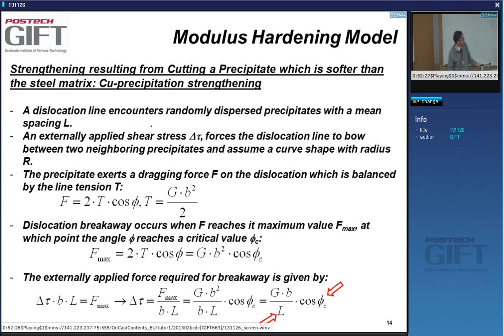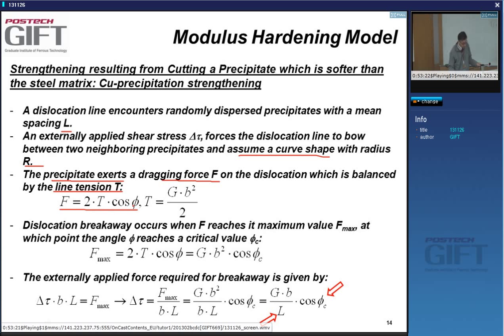So basically we have the same as what we just looked at on the slide: a dislocation line, a counter randomly dispersed copper particles, and they have a mean distance L. We apply an external stress, which gives us a shear stress on the glide plane, and the dislocations bow between neighboring precipitates, and they have a curved shape with a certain radius r. And then we get a balance, whereby the precipitate exerts a dragging force on the dislocation, and that's balanced by the line tension. And so we can write, that's what we just saw, F is 2T sine phi.